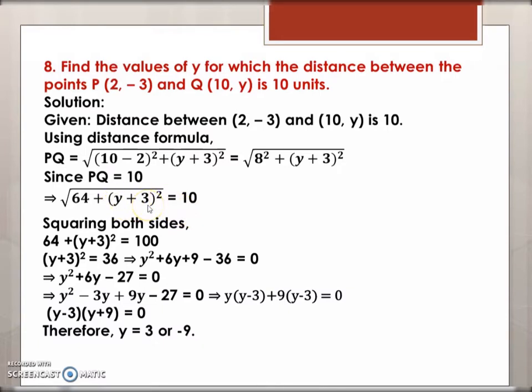Then to remove the square root sign, you can do squaring on both sides. So you will get (y plus 3) the whole square is equal to 100 minus 64, that is 36. Then you will simplify this, you will get a quadratic and you will solve the quadratic. You can use splitting the middle term or you can even use the quadratic formula and solve. So you will get two values of y here. It could be either 3 or -9.